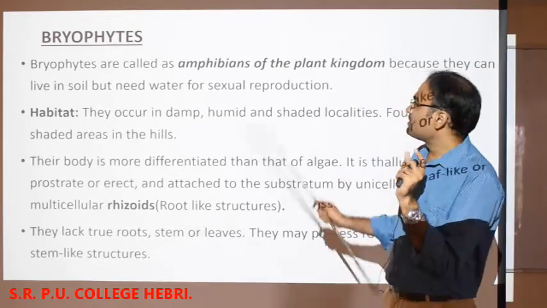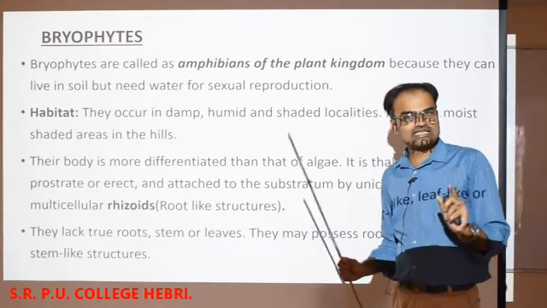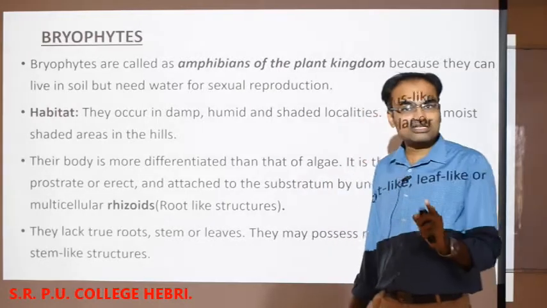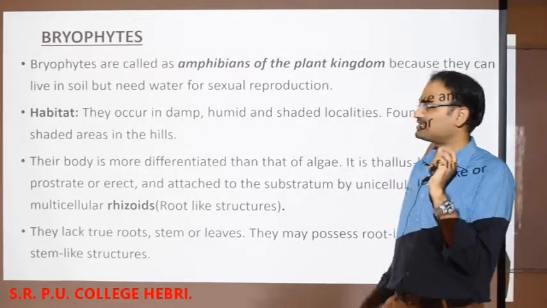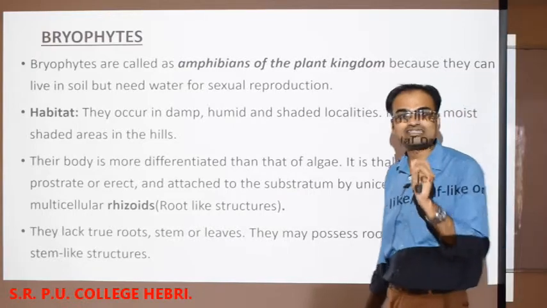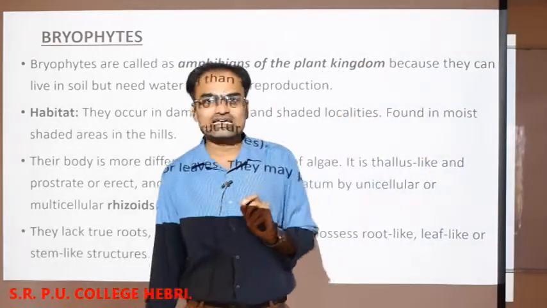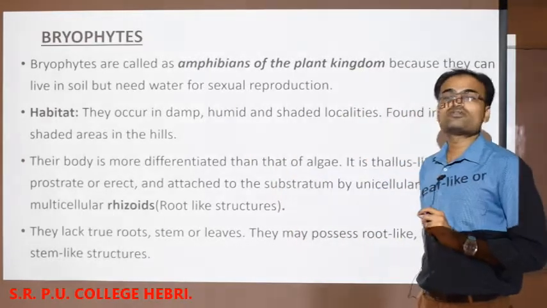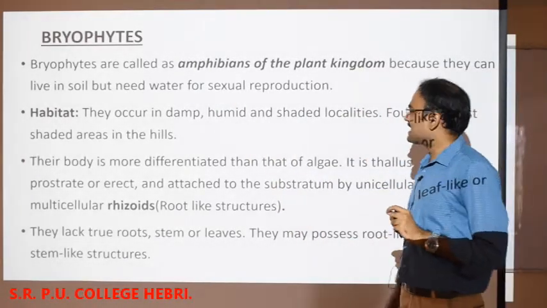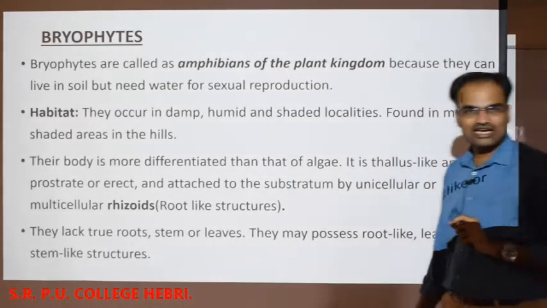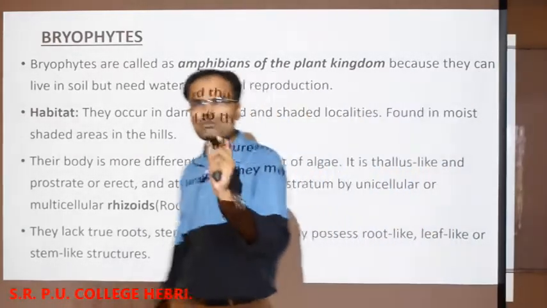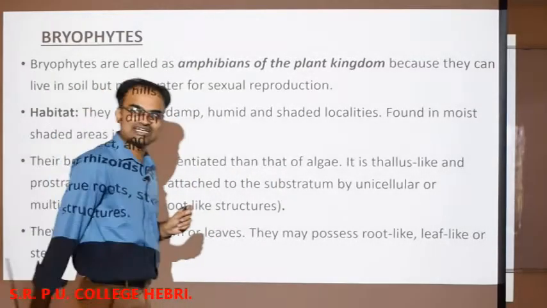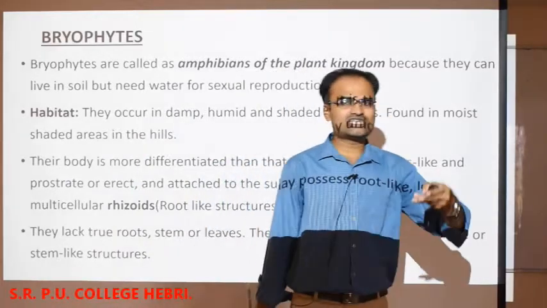So if we are calling any organism an amphibian, it must depend on the water for its sexual reproduction, like bryophytes as well as the frog, in the class Amphibia in the animal kingdom. The habitat of the bryophytes: they commonly occur in damp, humid and shaded localities. Damp and humid mean moisture containing. They commonly grow in shaded localities where sunlight reaches very little.